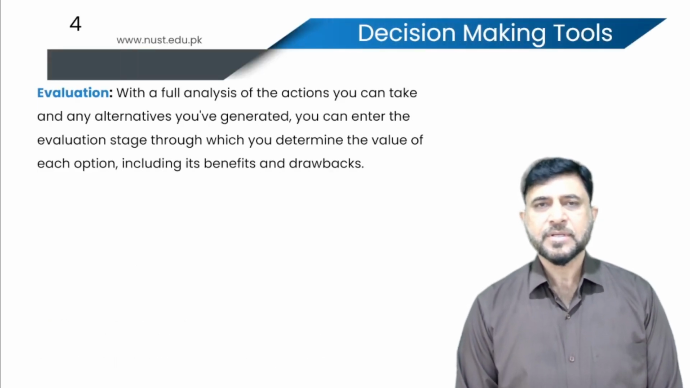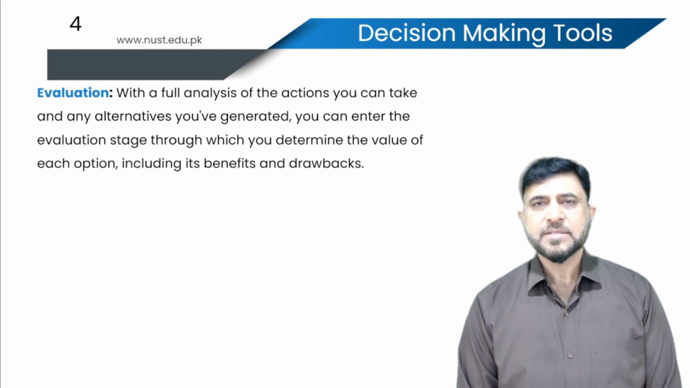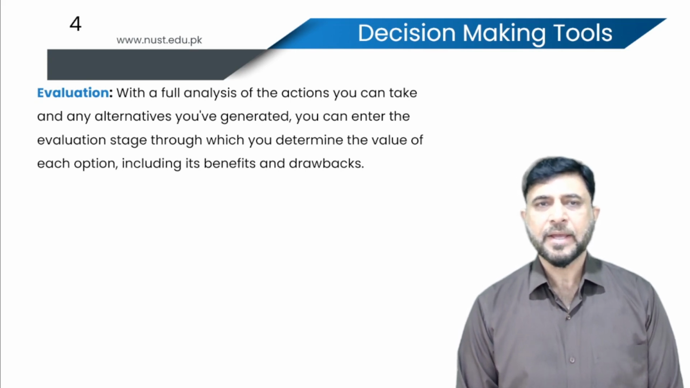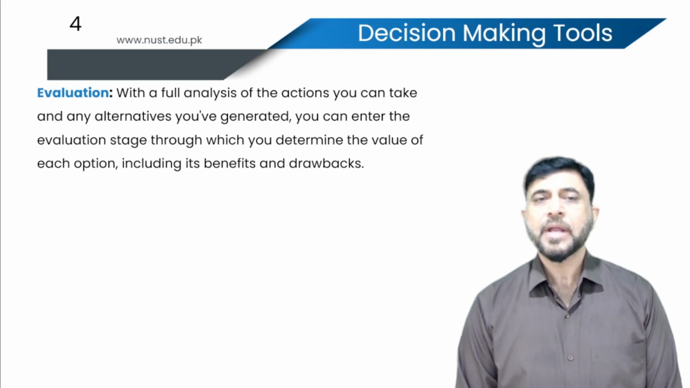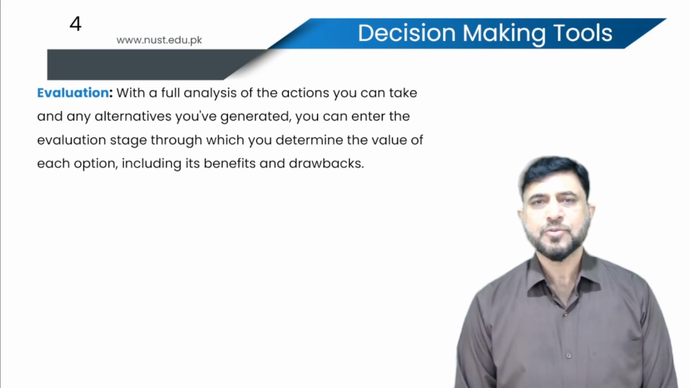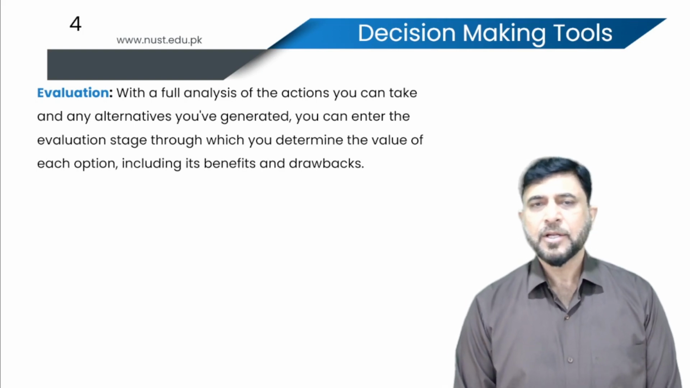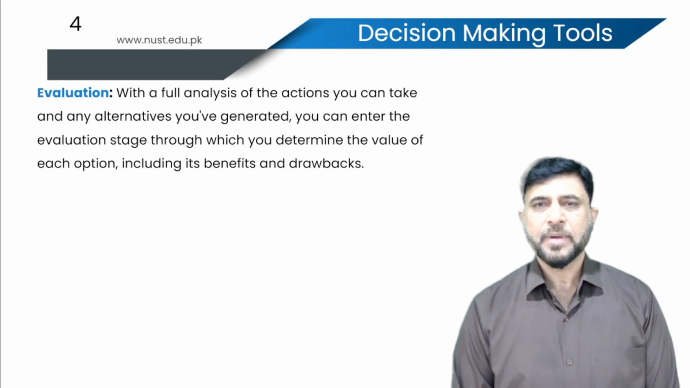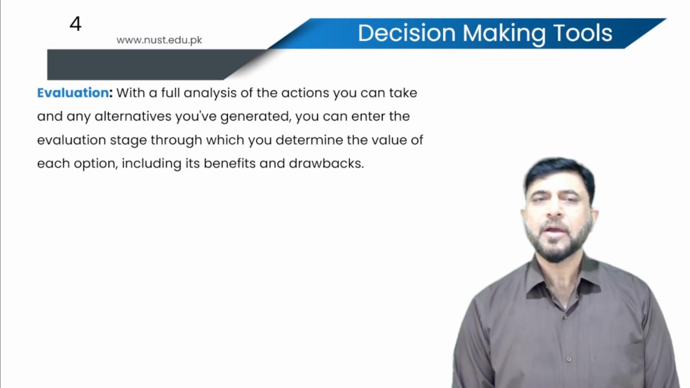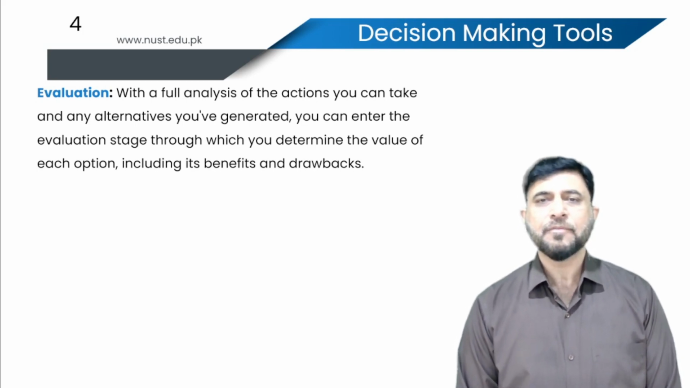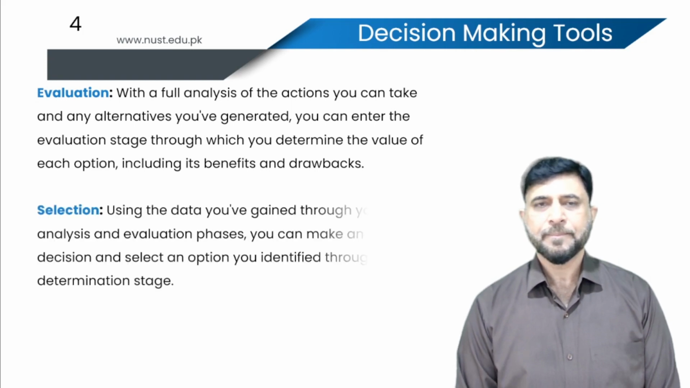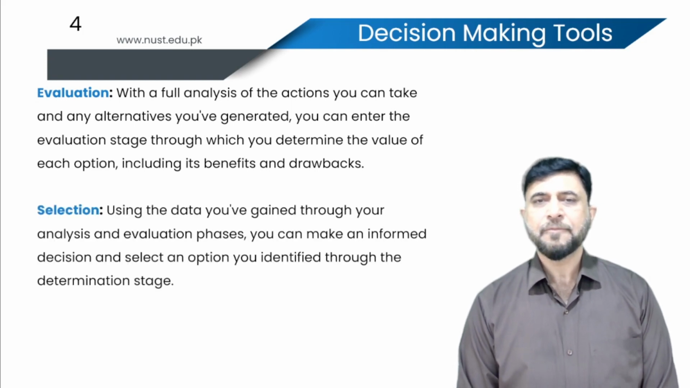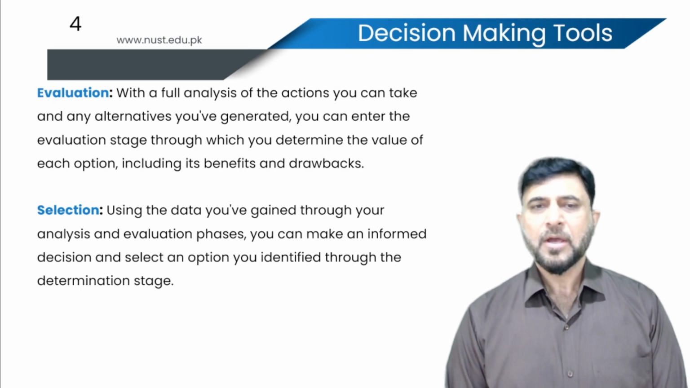The evaluation phase. With a full analysis of the actions you can take and any alternatives you have generated, you can enter the evaluation stage through which you determine the value of each option, including its benefits and drawbacks. So basically, these are payoffs. These are the payoffs of each of your alternative. What is the selection? You have to select out of those payoffs.